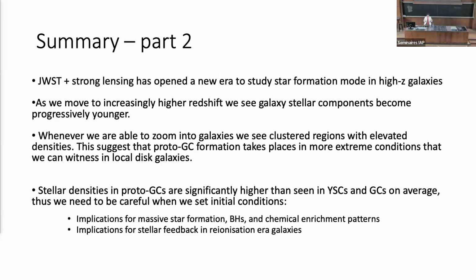But yes, this is the summary of the second part. We see stellar clump physical properties become very dense, very extreme. Clumps are becoming younger. These are the regions where globular clusters are forming. And when we look at the very high redshift, for the few examples where we can resolve proto-globular clusters, we think that they can actually harbor the seeds for intermediate mass black holes and very massive stars to create these nitrogen-enhanced galaxies at high redshift seen by JWST.